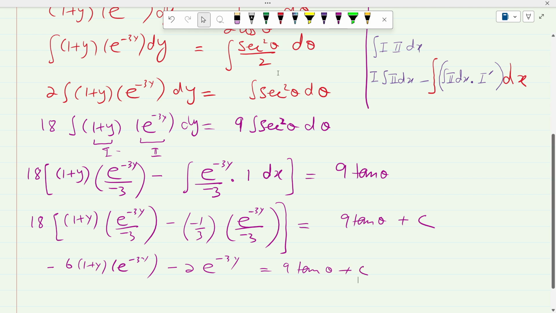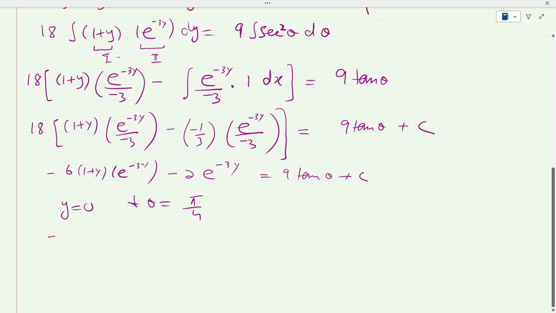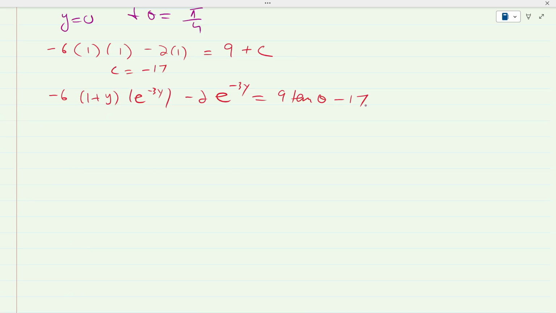Now we know that when y is 0, theta is pi over 4. Substitute y equals 0 and theta equals pi over 4. As a result, we get minus 6, and since y is 0, e raised to power 0 is 1, and tan pi over 4 is also 1, plus c. So minus 8 equals 9 plus c, so c is minus 17. Our equation becomes minus 6 (1 plus y) e raised to power minus 3y minus 2 e raised to power minus 3y equals 9 tan theta minus 17. We have the last part: find the value of tan theta when y equals 1.